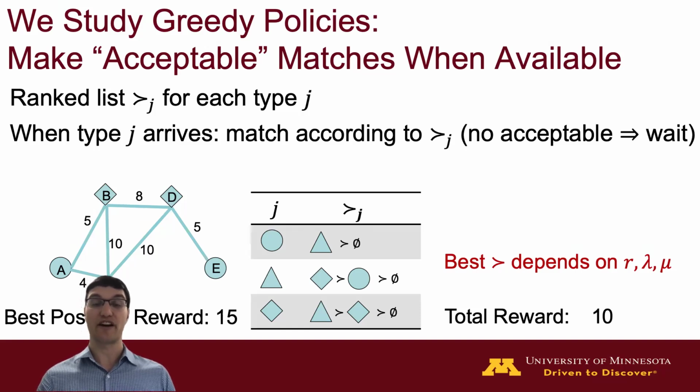So for example, if diamonds are very abundant, maybe then I'm fine doing circle diamond matches. But if diamonds are rare, I might want to save it to be able to match those diamonds, say, with triangles.